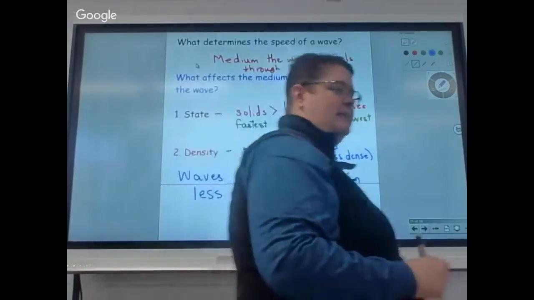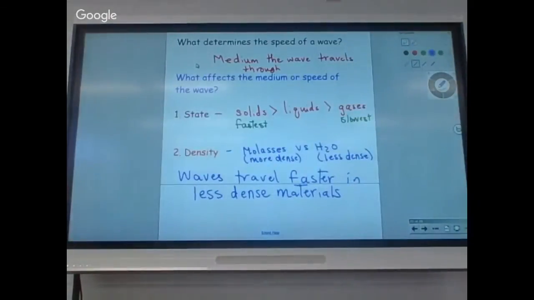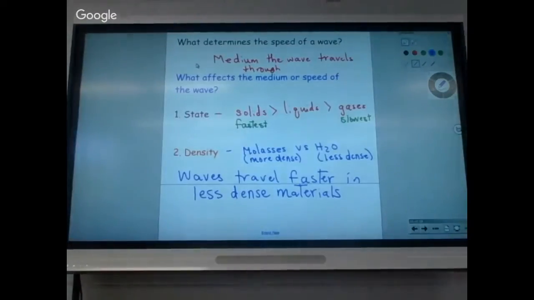It's got to do with elasticity and being able to return to your starting position, which is the one I'm getting ready to do. So you travel better in less dense materials. Like if you tried to make a wave in syrup or water, it'd be much easier to make a wave in water than it would be syrup.